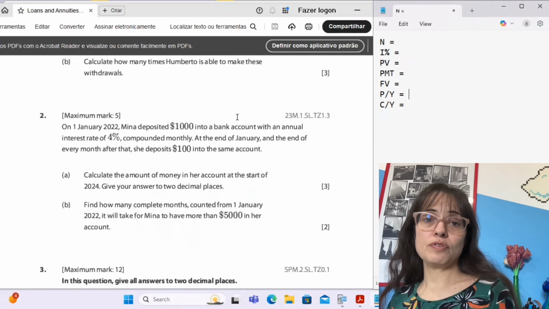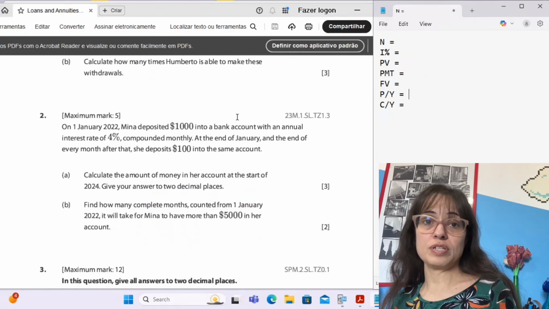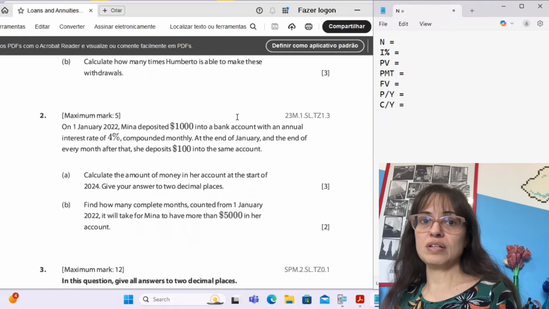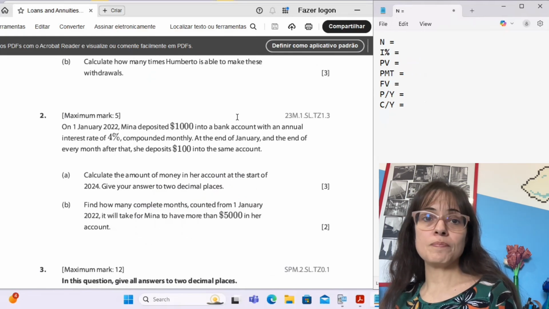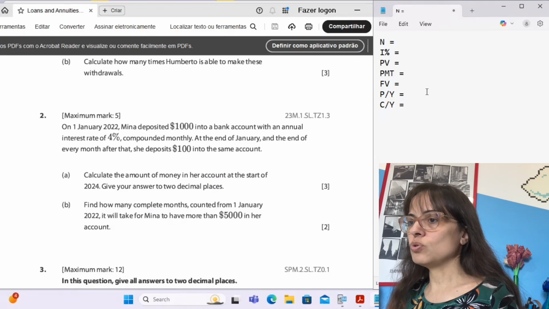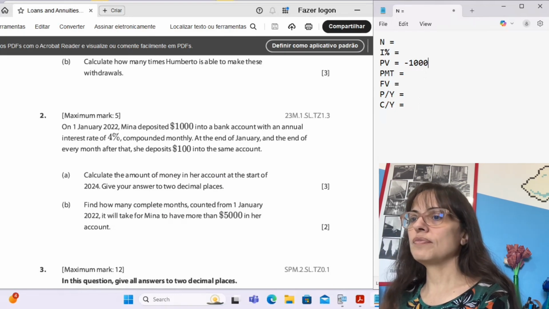Notice that in the beginning of the video, I told you about 3 types of situations. The first problem was about the retirement fund. The second one is going to be now about the investment. She's not retired yet. She is just beginning to put money into an account to save for later in life. So in 1st January 2022, she puts $1,000 into a bank account. That's going to be the initial value, right? The PV, which is negative because she's putting it there.